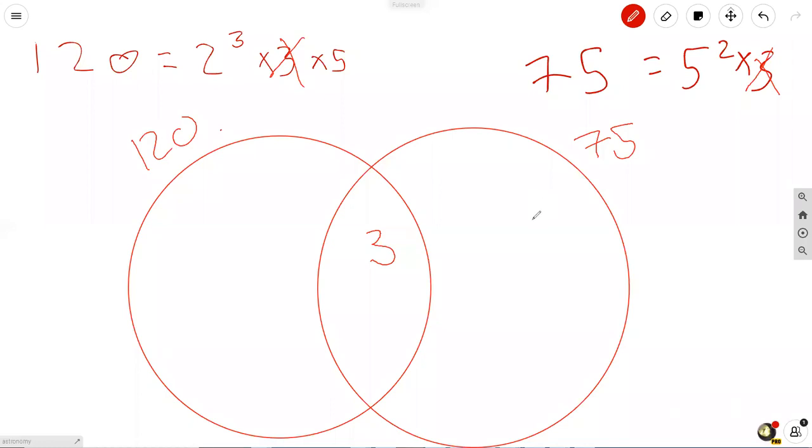What else is in common? 5, but how many 5s are in common? Only 1. This has 2 5s, and this has 1 5, so they only have 1 5 in common. But the 75 has an extra 5, so I'll put the extra 5 there. Does everyone get that so far? Because 5 and 5 make 75, 5 squared, and the 120 only has a 5. Now, the 120 has a 2 to the power 3, so I'll write it there.